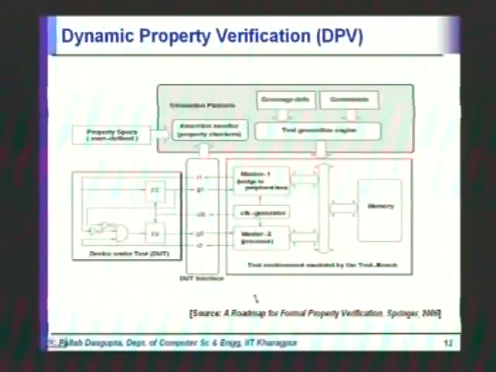Now these properties are checked in 2 ways. One is what is called dynamic property verification, where this is what happens, that the property specification is entered by the user using some language like SystemVerilog assertions or PSL. And this is the simulation platform. So here is the device under test, the design under test, which is the DUT, and we have the environment of that, which is modeled by the test bench.